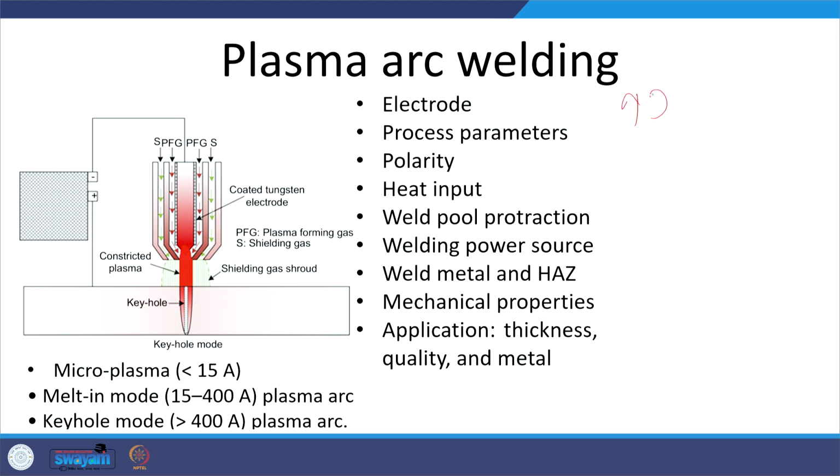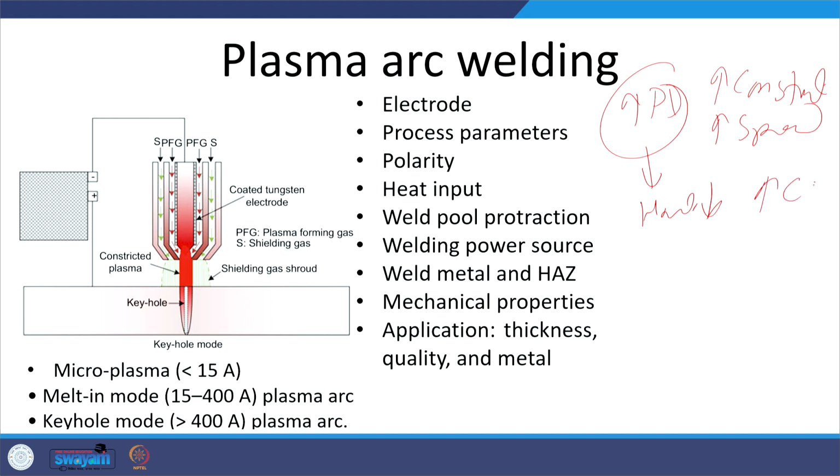So, increased power density due to the constriction and increased speed of the plasma, the H net required is reduced, and the reduced H net increases the cooling rate. Okay. This is just one aspect.